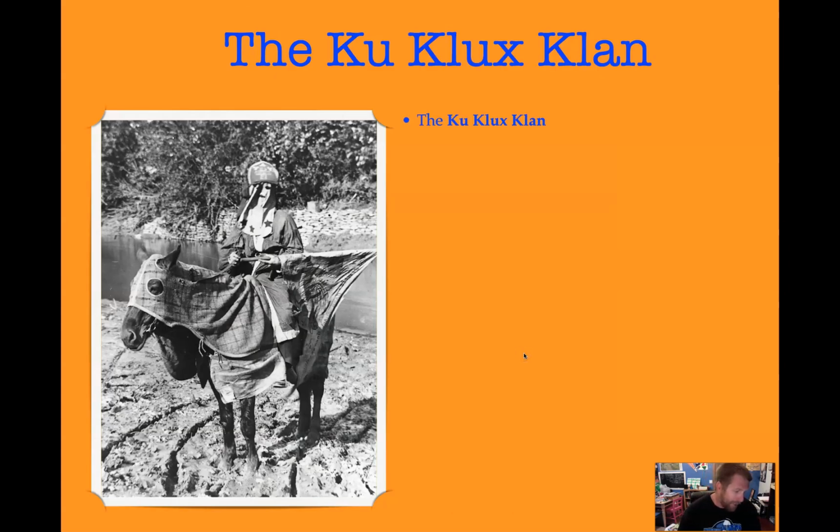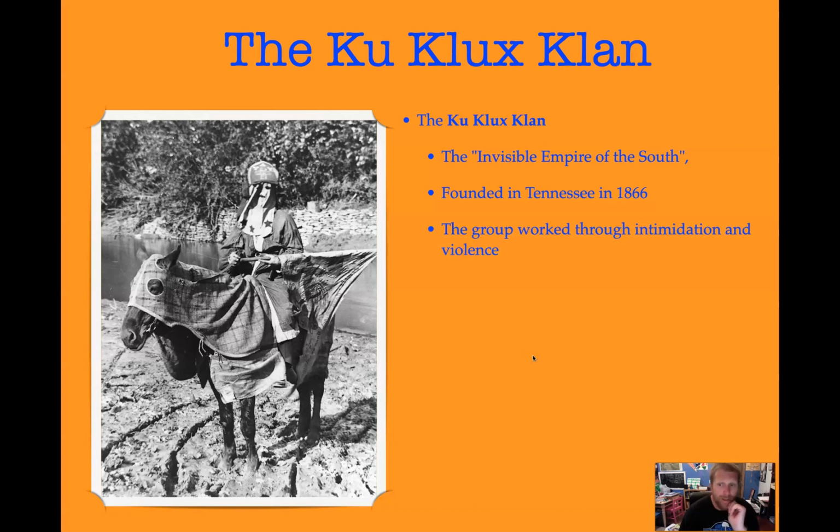So in retaliation to this, because the South doesn't take it lying down, you have the rise of the KKK, the Ku Klux Klan, which is after the Greek symbol for circle and all that stuff. It's the invisible empire of the South. It was founded in Tennessee by Nathan Bedford Forrest in 1866. The group worked through violence and intimidation. They dressed as the ghost of the Confederacy to intimidate and beat up and flat out kill African Americans and their supporters. They often killed blacks. The number of lynchings skyrockets in the South because of this. They dressed up in their little costumes here and even dressed up their horses.